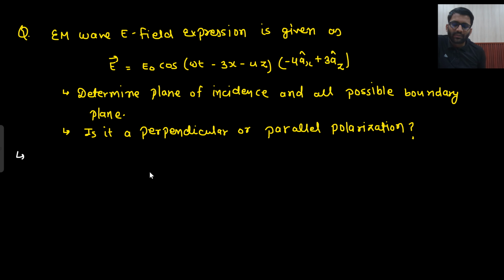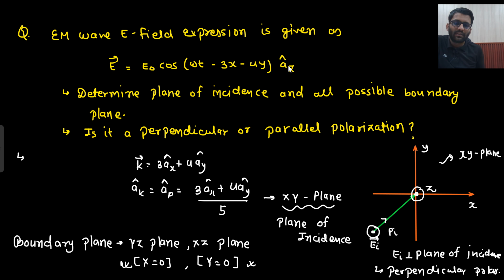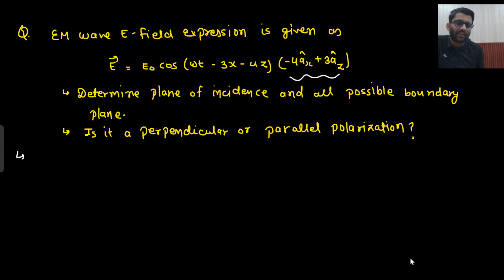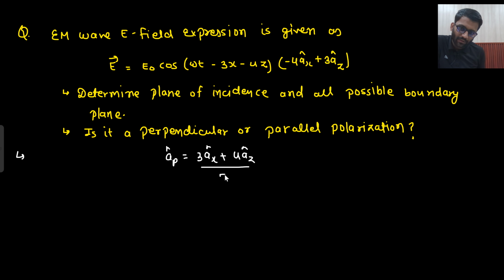So let's see this question. In this question, what is the direction of wave propagation? It is the same as the previous question, the same example, just this has changed. Previously it was a_z, now it is minus 4a_x plus 3a_z. The direction of wave propagation is (3a_x plus 4a_z) divided by 5.